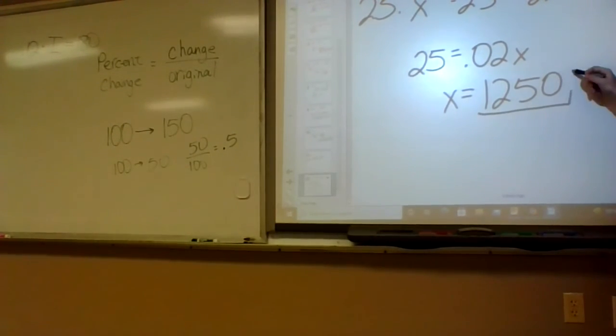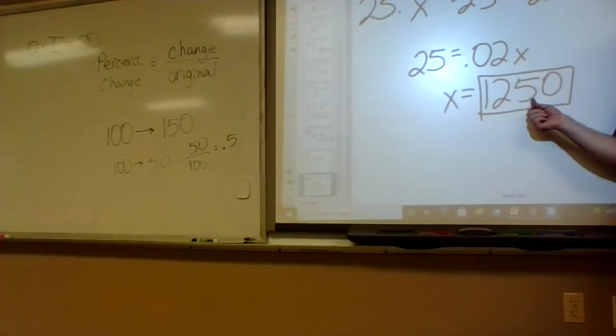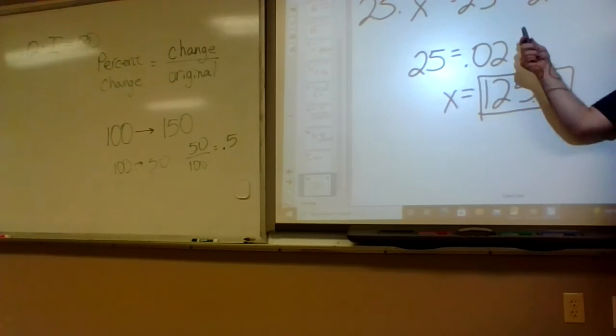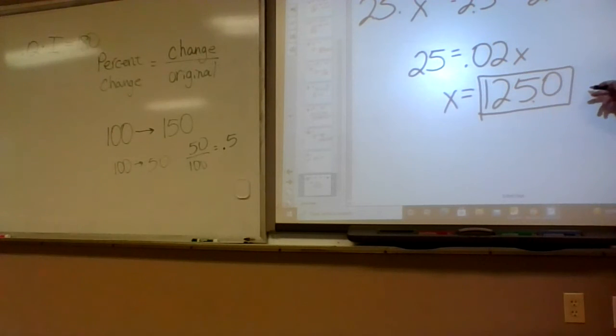The next part is not the hard part. So what is the next part? We're supposed to find the new amount. So the original amount was 1250. What are we supposed to do to that? Take away 25. So what's the new amount going to be? 1225.